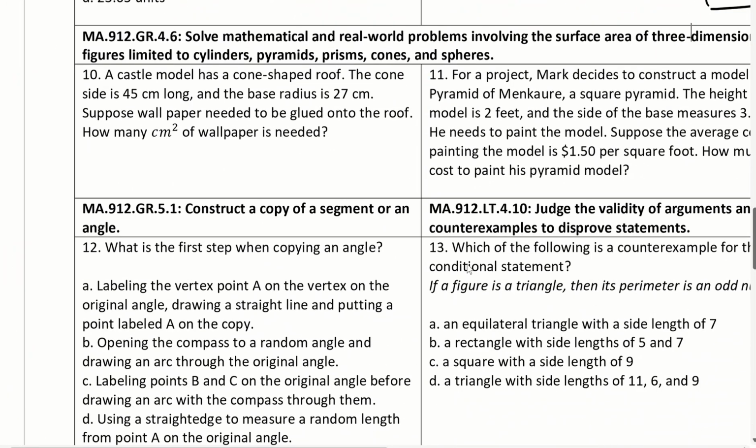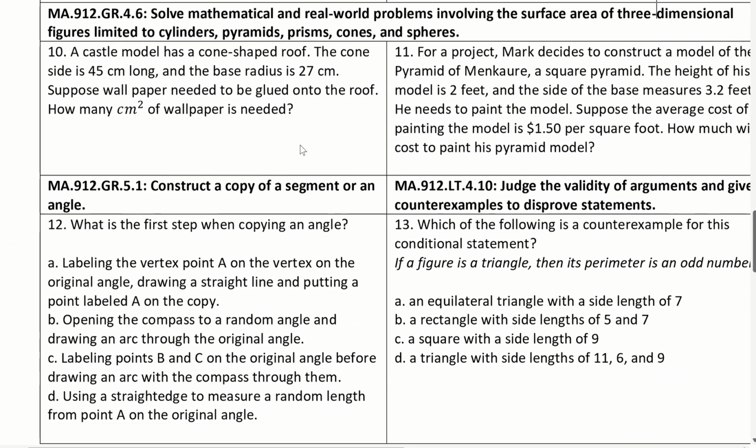All right, so the next standard, solve mathematical and real-world problems involving surface area. All right, so number 10, it says a castle model has a cone-shaped roof. The cone side is 45 centimeters long, and the base radius is 27 centimeters. Suppose wallpaper is needed to be glued onto the roof. How many centimeters squared of wallpaper is needed?